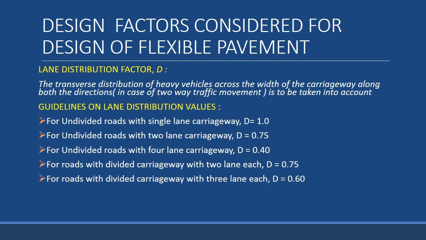So for roads with divided carriageway with 3 lanes each, the value is taken as 0.60. For roads with divided carriageway with 4 lanes each, it is taken as 0.45. So these are some of the values that we are going to adopt while calculating the design traffic value, or the cumulative standard axle value. So this is the lane distribution factor which we need to have an idea about, and if possible you have to keep this in your mind.